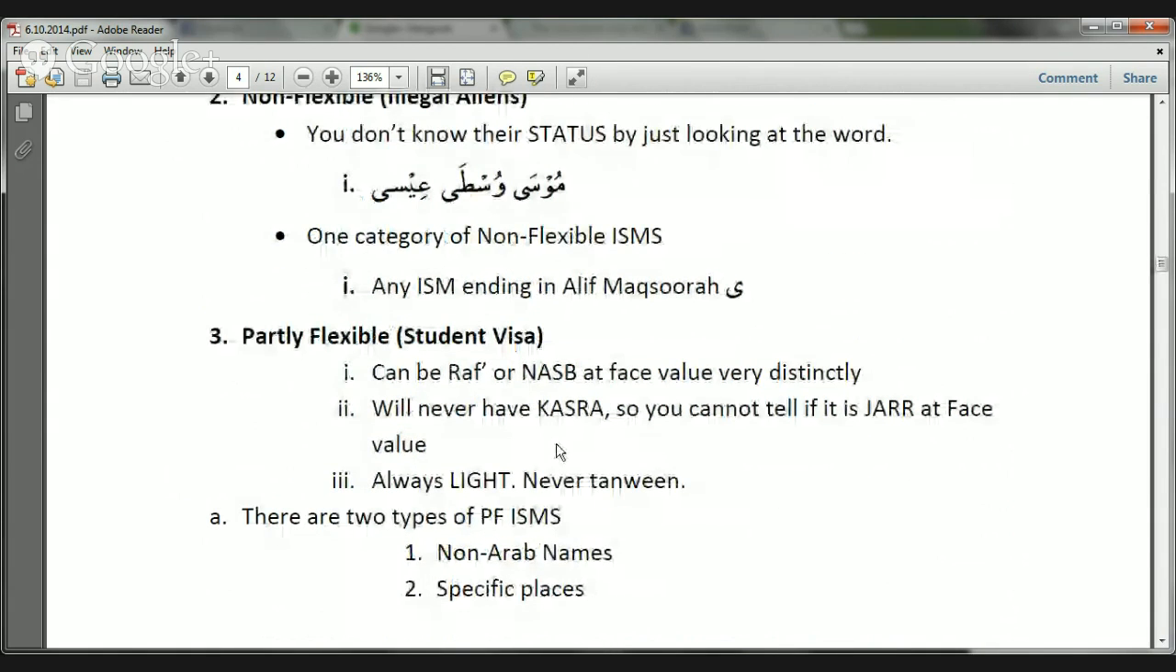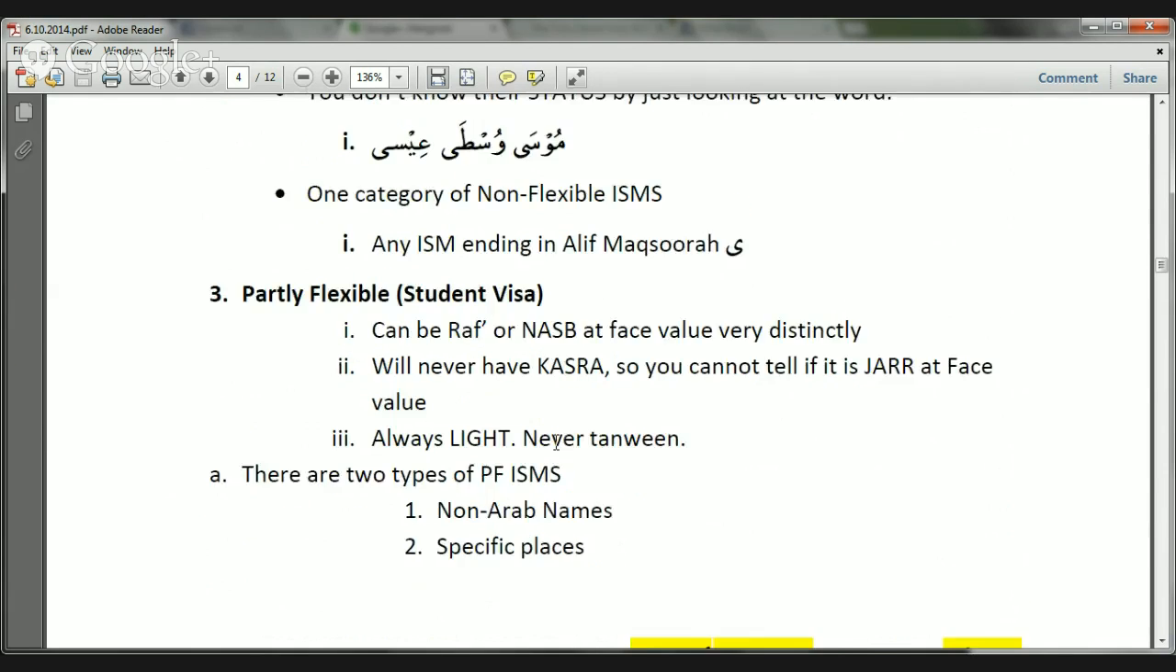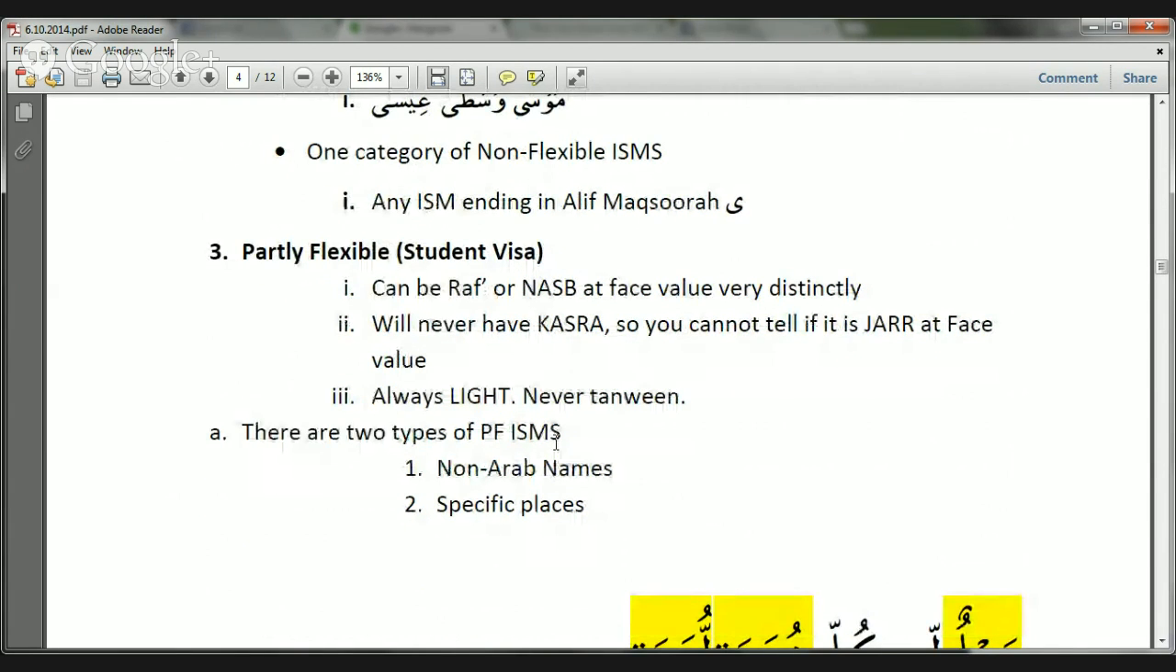Number three are partly flexible words. They can be rafa or nasab in clear sight, but will not be jar in clear sight. They will never ever have jar, or they will never have a kasra. And they will always be light and never ever get tanween. A partly flexible word will always be light and never get tanween. There are two types of partly flexible isms.